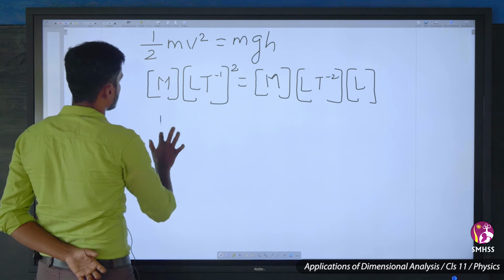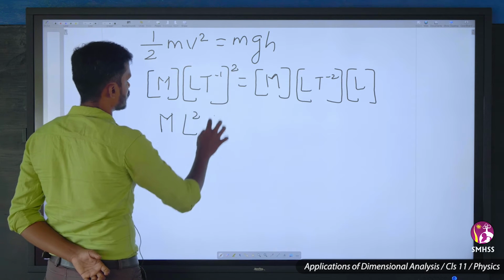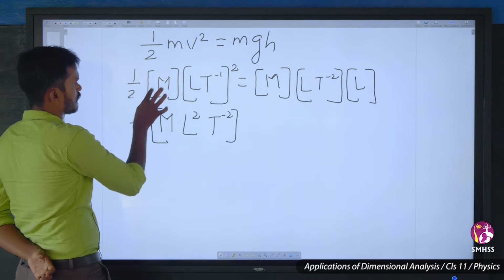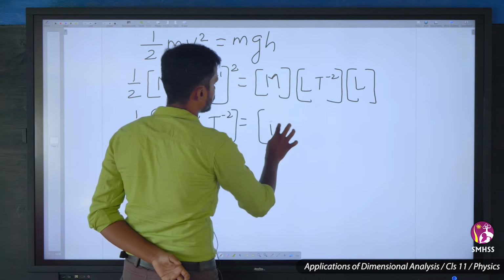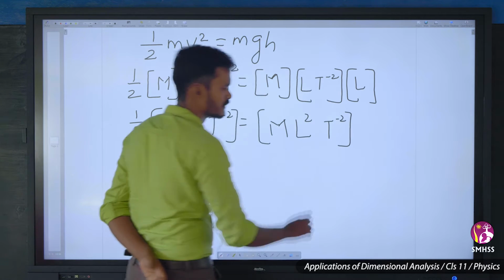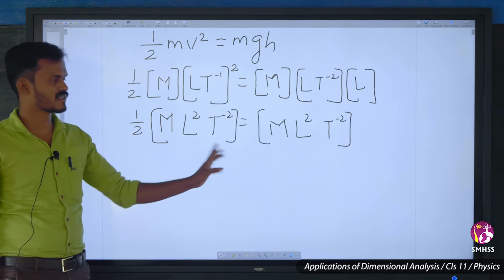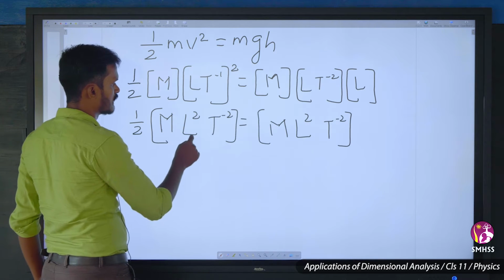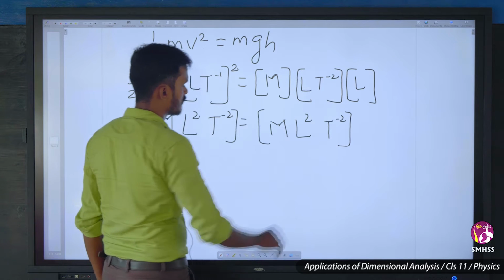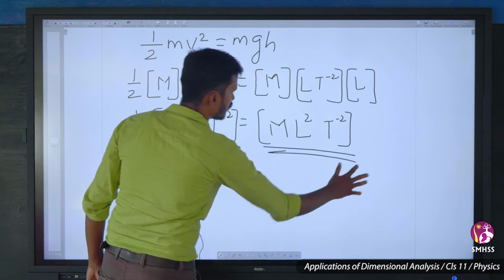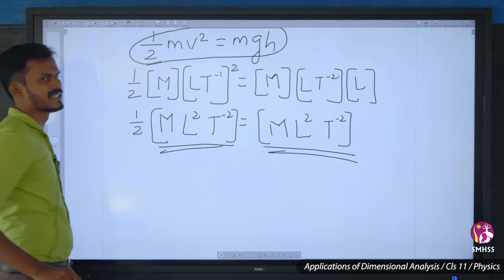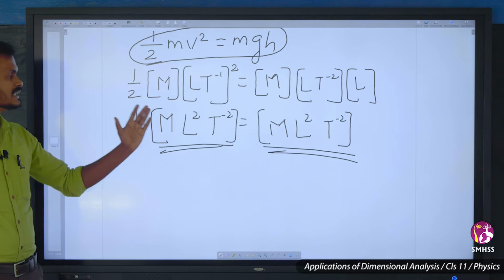For the left side we can write M L^2 T^-2, is equal to M, add the powers, L^2 T^-2. So, the dimensions of both sides are the same: M power 1, L power 2, T raised to minus 2. So, the physical relation, half mv square is equal to mgh, is dimensionally correct.